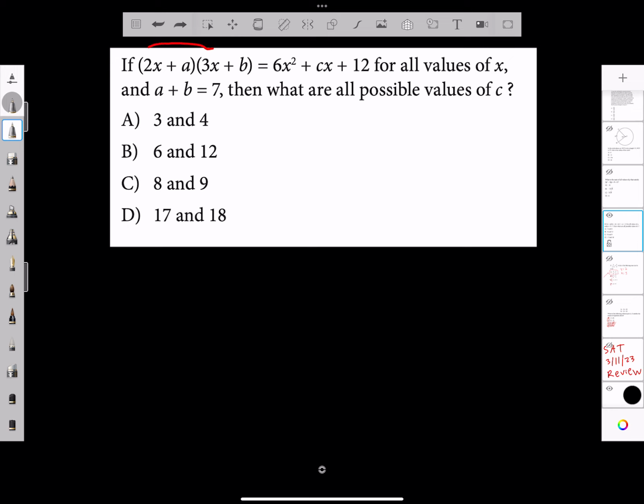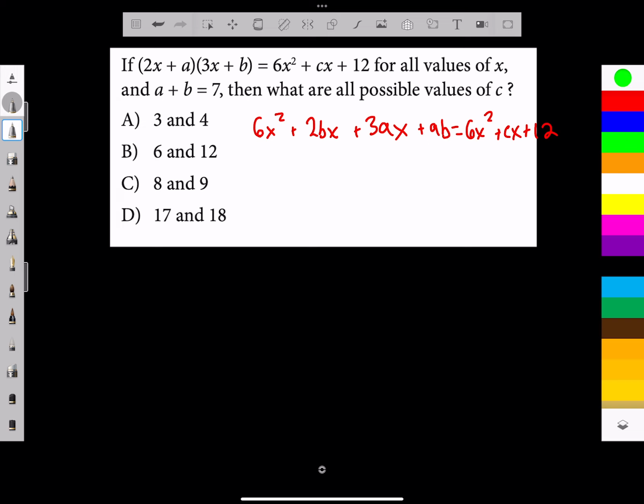Definitely a good idea to FOIL, and then we'll end up pairing the variables here. So 2x times 3x gives us 6x squared. 2x times b gives us 2bx. If you wrote 2xb, that's fine too. I like to keep the x's at the end though. Insides, 3ax, and then the last just ab. And that's going to equal all that stuff up there. So 6x squared plus cx plus 12.